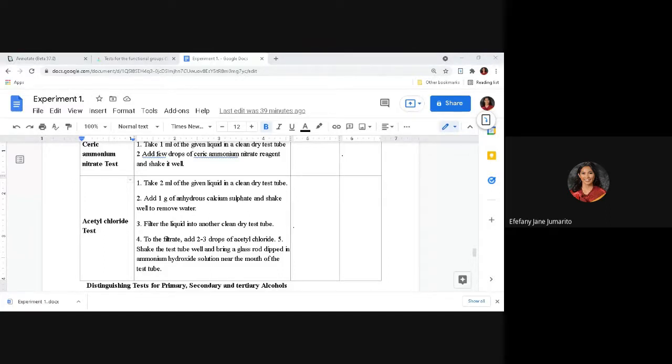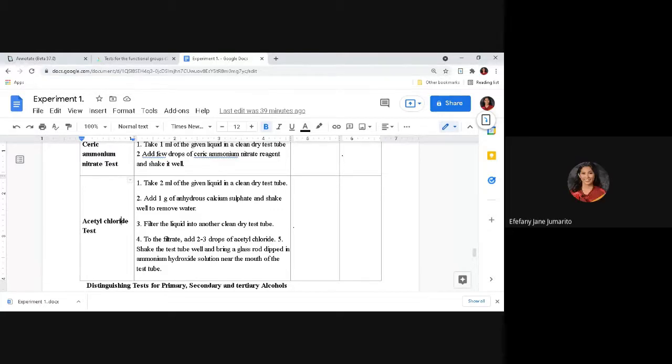For the fourth procedure, please read. Kimberly Diaz. Ma'am? Please read procedure 4. To the filtrate, add 2 to 3 drops of acetyl chloride. 5. Shake the test tube well and bring a glass rod dipped in ammonium hydroxide solution near the mouth of the test tube.